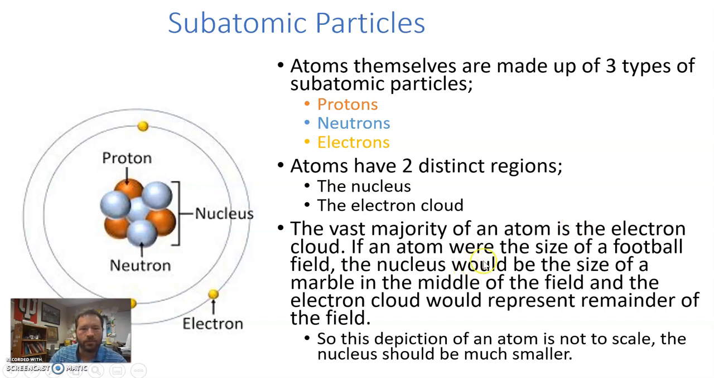Now, most of an atom is made up of the electron cloud. The area that surrounds the nucleus is the vast majority of an atom. I've heard the analogy that if the atom was the size of a football field, the nucleus would be a marble at the middle of the field, and the rest of the field would be the electron cloud. So most of the atom is the electron cloud. These depictions we're looking at of atoms are very much not to scale. The nucleus should be quite a bit smaller.